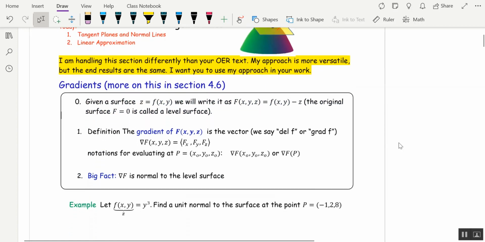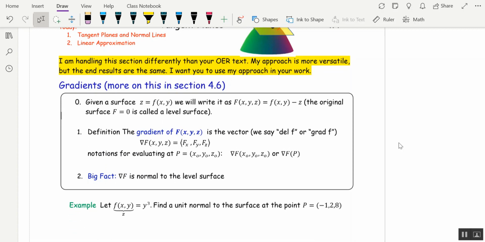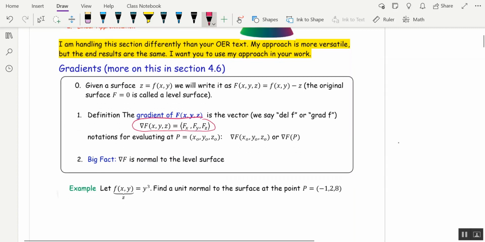Then the gradient of big F is the vector formed by using the partial derivatives as the components of the vector. So the formula is right here. And the big fact is that big F is normal to the level surface. So it will be normal to the surface we have. So let's do an example.